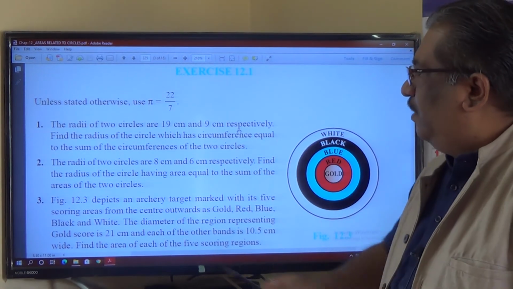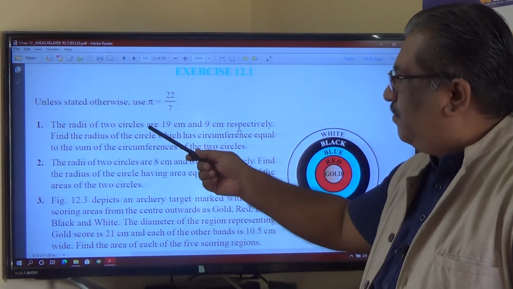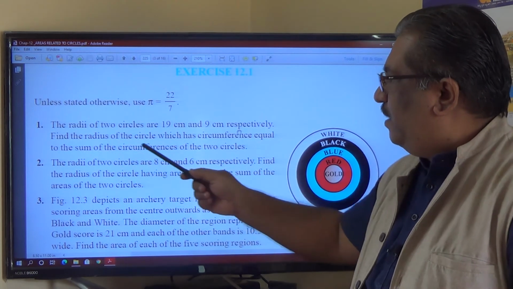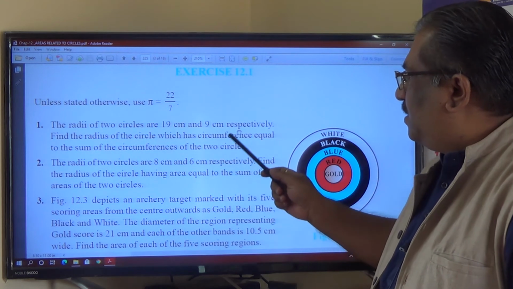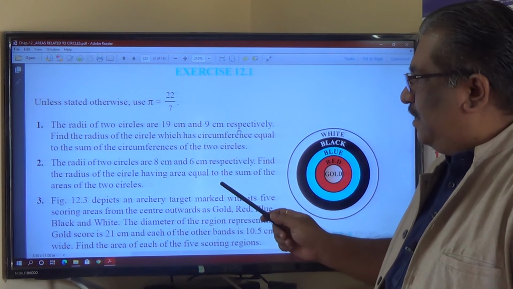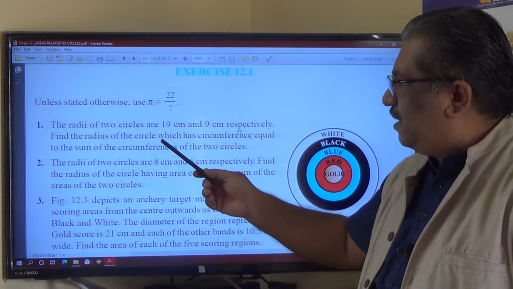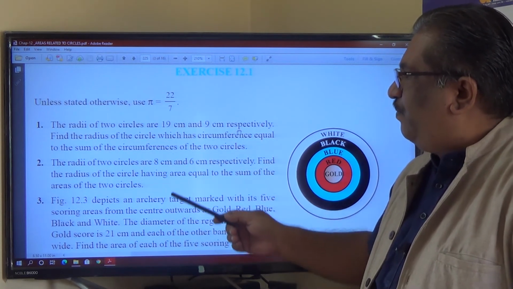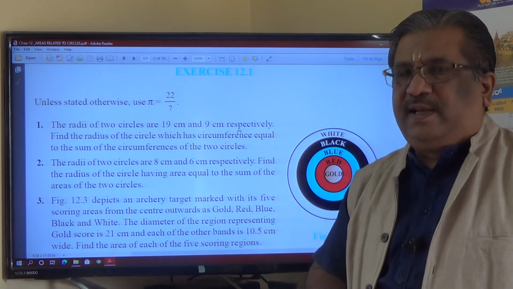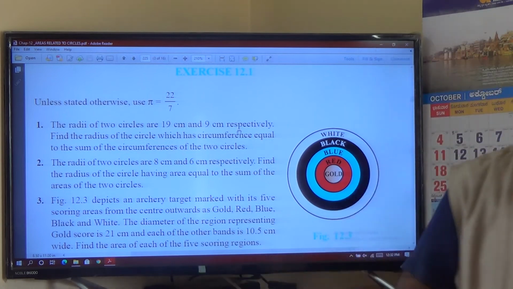Exercise 12.1. First question: the radii of two circles are 19 centimeter and 9 centimeter respectively. Find the radius of the circle which has a circumference equal to the sum of circumference of the two circles. So the required circle has the circumference equal to the sum of circumference of these two circles. In that case, we have to find out the radius.